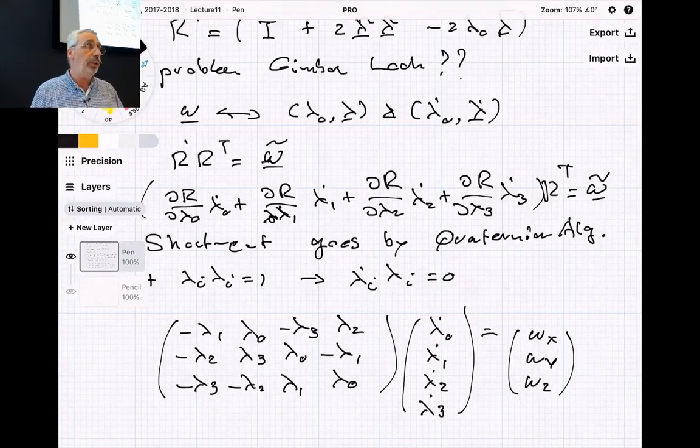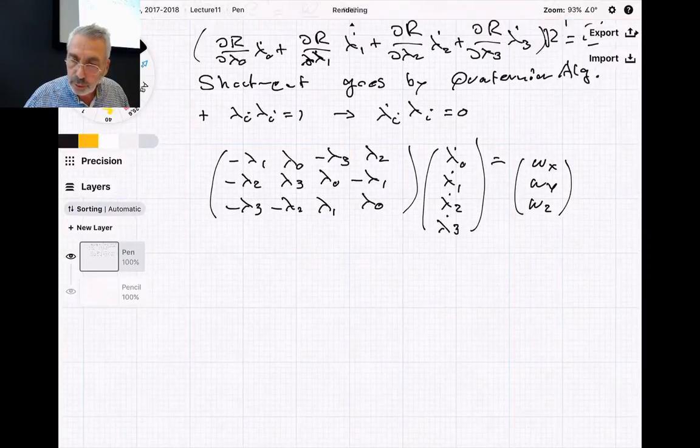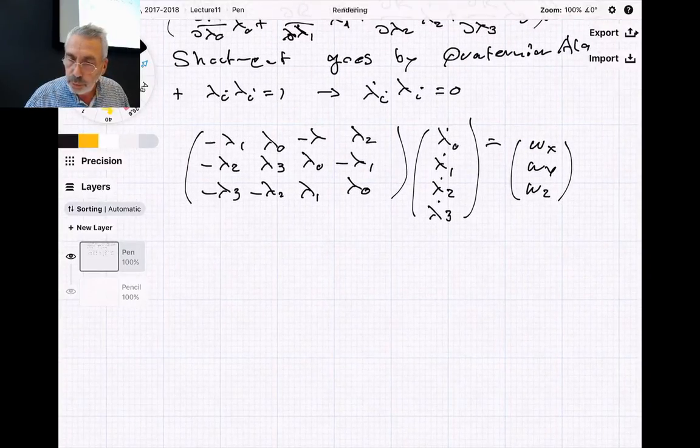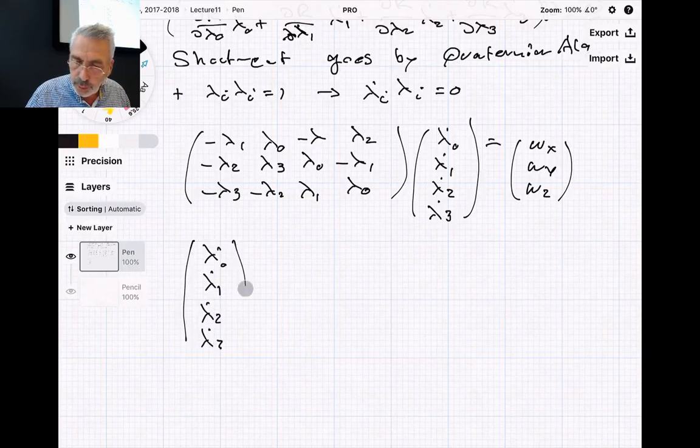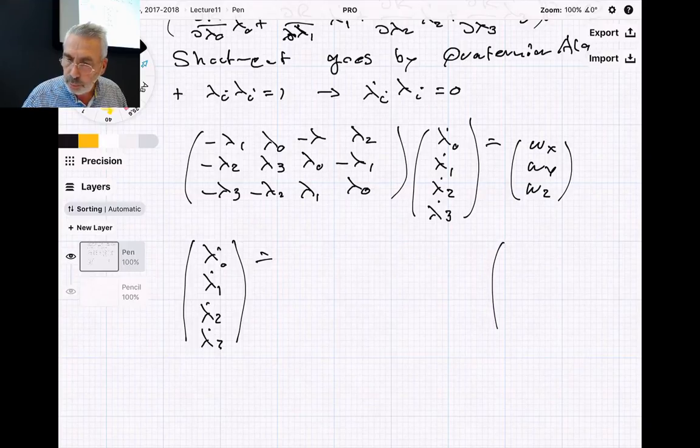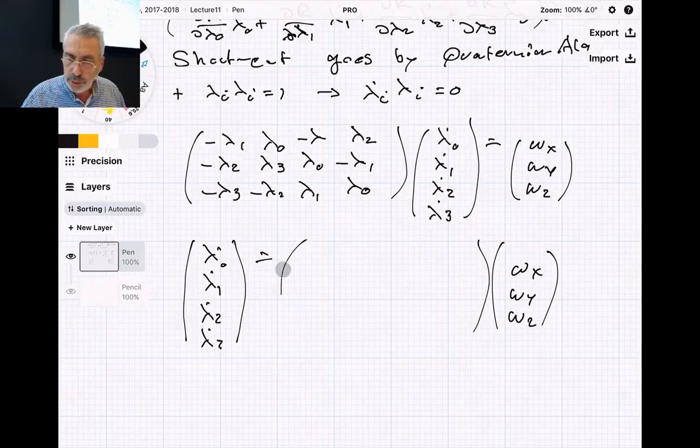So we get a nice expression of omega, and in this case it's the inertial fixed angular speed, in terms of the Euler parameters and the time derivatives. But of course we want to know it the other way around. What you have is not what you want, you always want something else. So what we want is this: lambda dot 0, lambda dot 1, lambda dot 2, lambda dot 3 equals something times these omegas. And the big thing is, what is this matrix? Now then we have to invert this one.